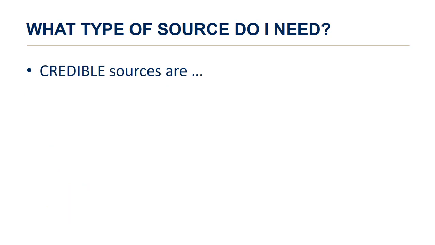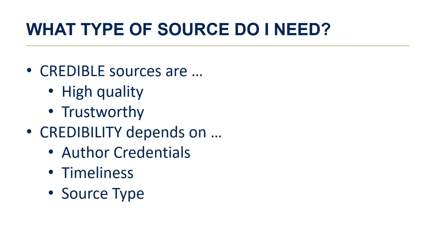Determining what kind of source is needed often comes down to credibility or reliability. Credible sources are those considered to be of high quality and are trustworthy. High-quality sources use high-quality research as the basis for their articles. And using high-quality resources to support your assignments also helps you demonstrate your own credibility as a writer and as a student. Credibility depends in part on these 3 things: author credentials, timeliness, and source type.